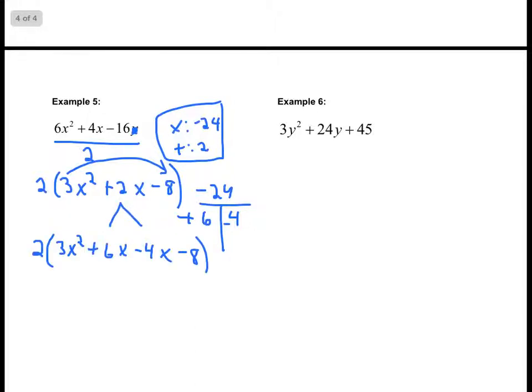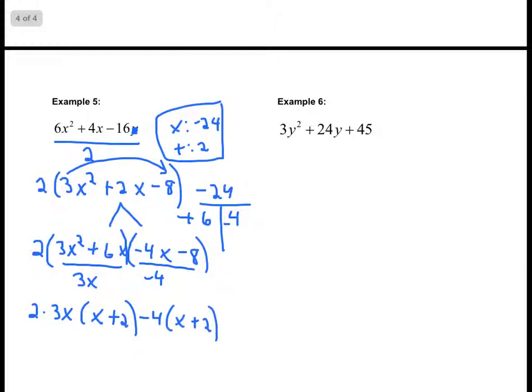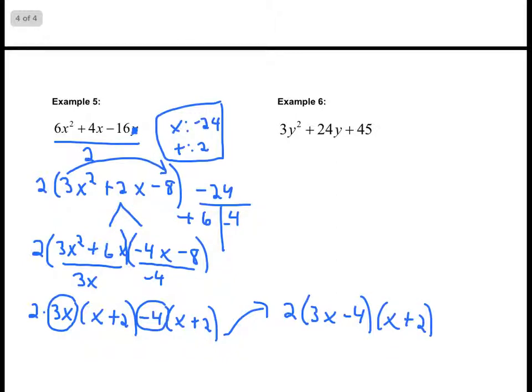Then bring this down into 4 terms, and then you're going to group. Now I'm going to divide by 3x. Then I'm going to divide by a negative 4. If I do that, remember I put the negative 4 in front, and then divide, and I get x plus 2. So the way to write your answer is you're going to have 3 terms. You'll have the 2 in front, and then in parentheses you'll have 3x minus 4 times x plus 2. And that should be your answer.